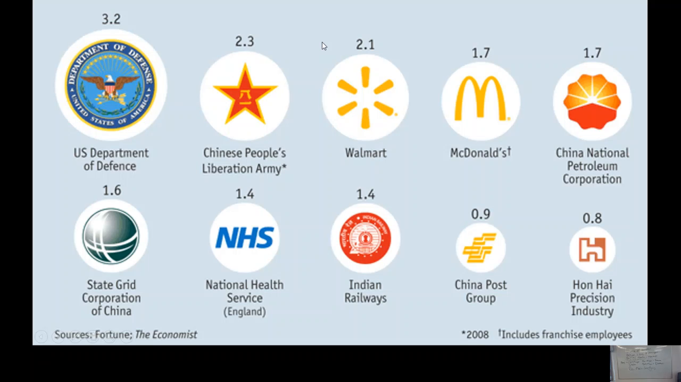Okay. Just some examples of huge businesses or huge employers globally. Biggest employer globally is the US Department of Defense, 3.2 million people employed there. Chinese People's Army, 2.3 million people. Beyond that, you've got Walmart as the first large private organisation, McDonald's, 1.7 million, the Chinese National Petroleum Company, 1.7, State Grid of China, 1.6, and then there's our NHS, 1.4. So not as large population-wise as America or China, but in terms of large employers globally, the NHS is one of the largest.